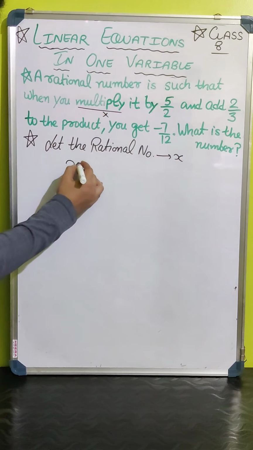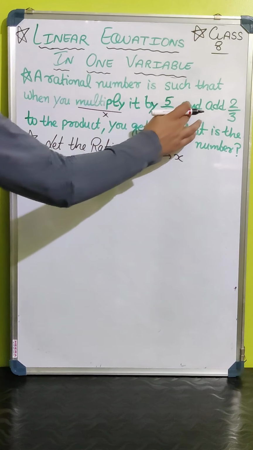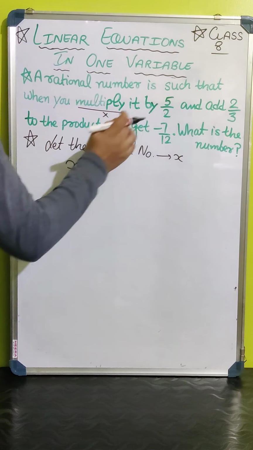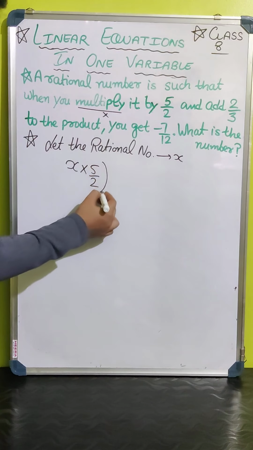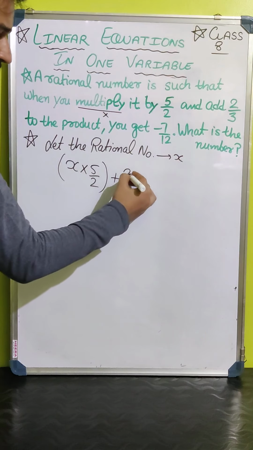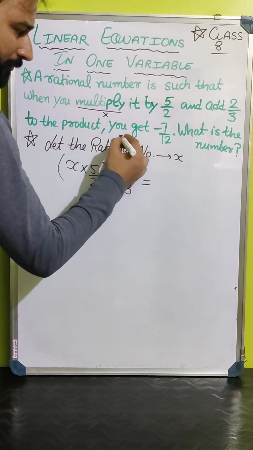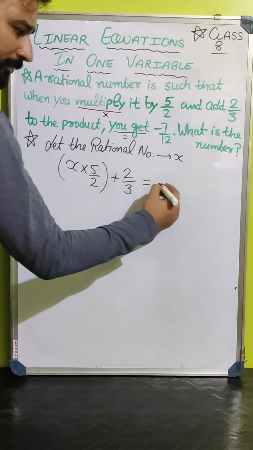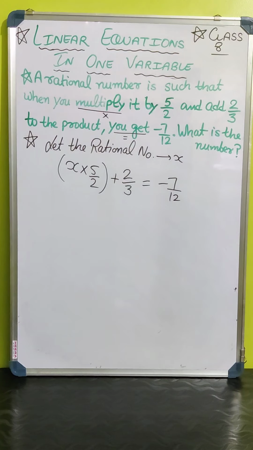That means x into 5 by 2. And add 2 by 3 to the product, means we have to add to the product what? That is 2 by 3. You will get, means equal, that is minus 7 by 12. What is the number? We will find out.